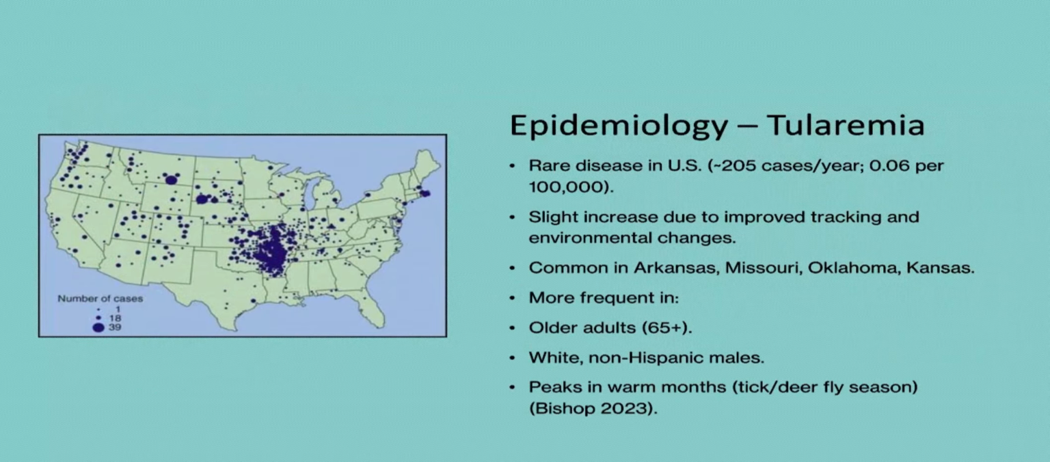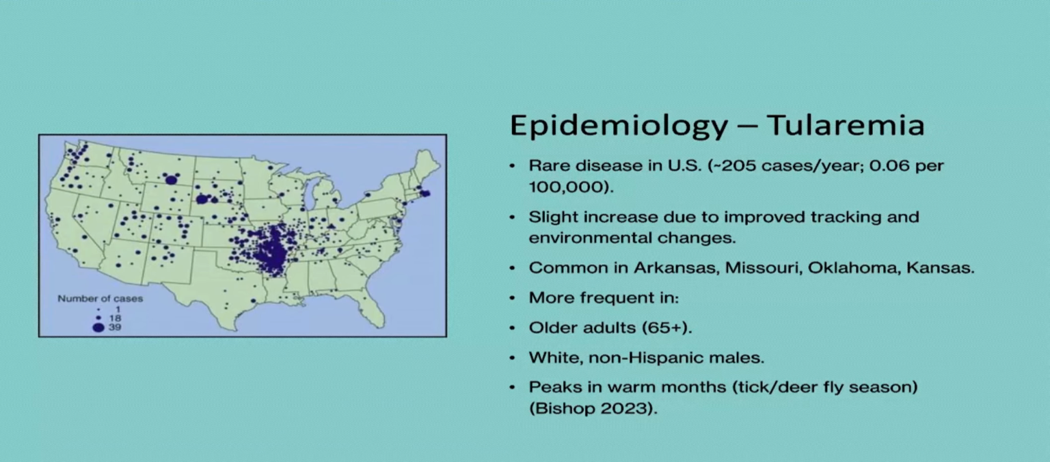And this slide is talking about the epidemiology of tularemia. Tularemia is a rare disease in the United States, with on average about 205 reported cases each year. The total is 0.06 cases per 100,000 people. The number of reported cases increased slightly in recent years, likely due to improved disease tracking, environmental change, and an increasing tick population.